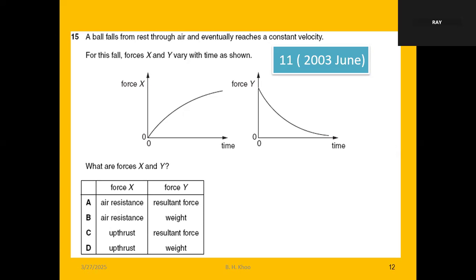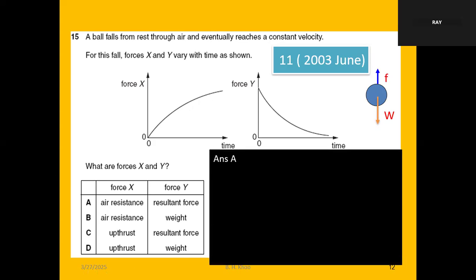Why does it take so long? This is like your velocity time graph. The velocity time graph is based on thrust. What is the answer? I think it's, wait, C or C. No? A. There's your weight going down. There's your friction going up. Opposite direction. A.